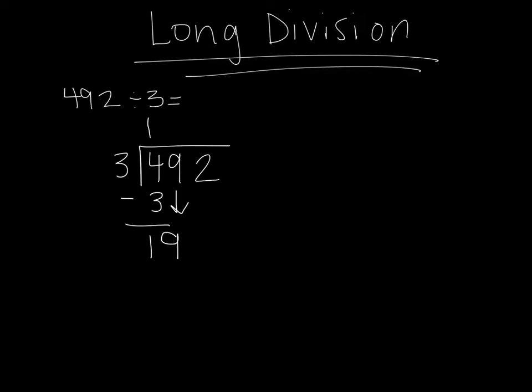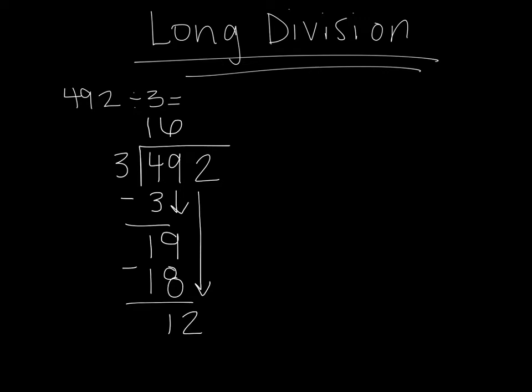Well, I know that 3 times 4 gives me 12, so I'm getting there. 3 times 5 gives me 15, I'm closer. 3 times 6 gives me 18, which is super close. 3 times 7 is 21, which is too far. So I'm going to go back down to 6, and I know that 3 times 6 gives me 18. So I'm going to write my 6 up here, and subtract 18, which gives me 1. Now I have to bring down my last digit, which is 2, and I'm left with 12.